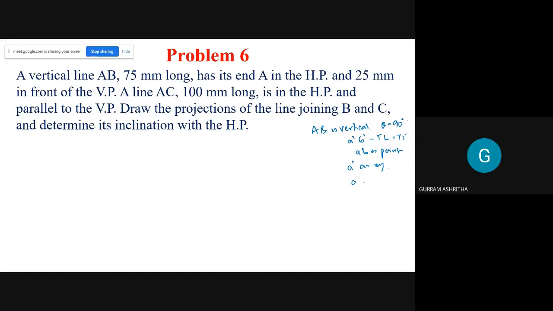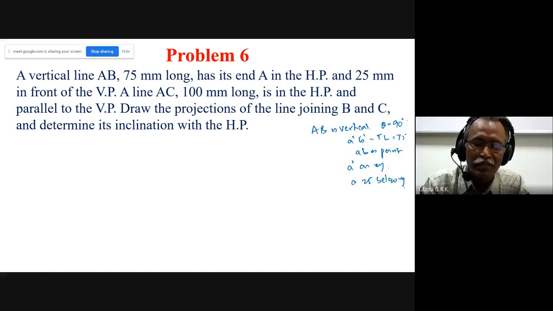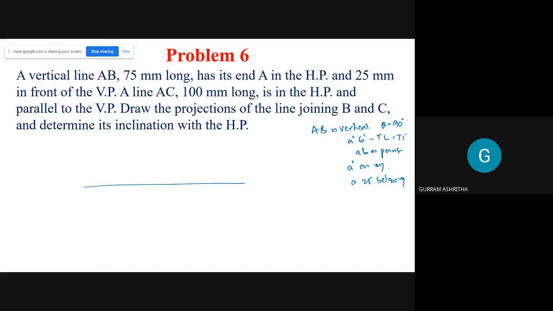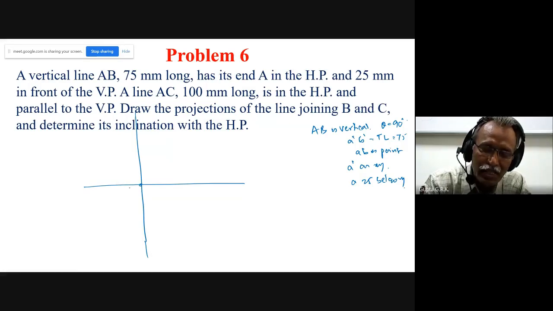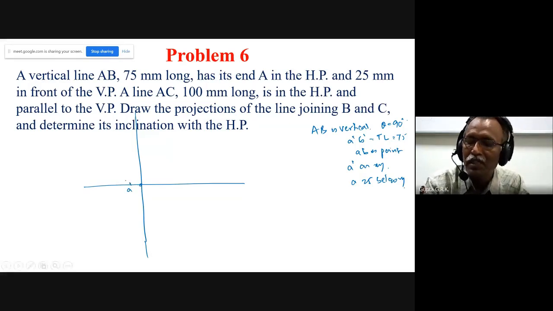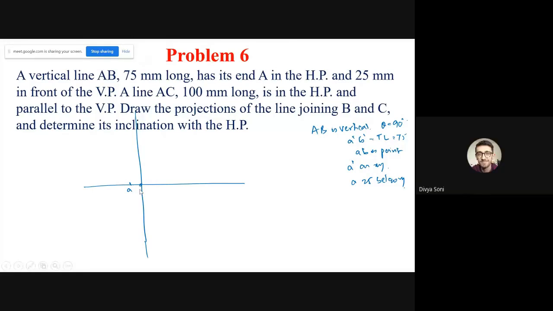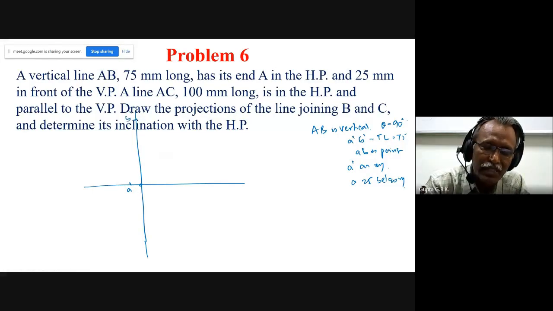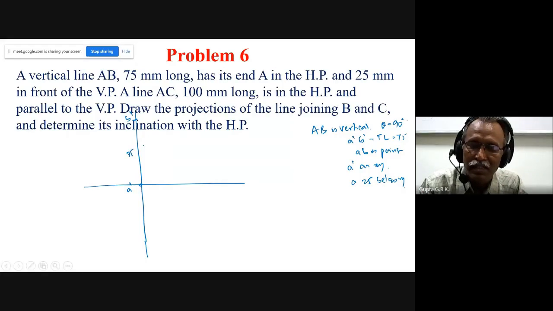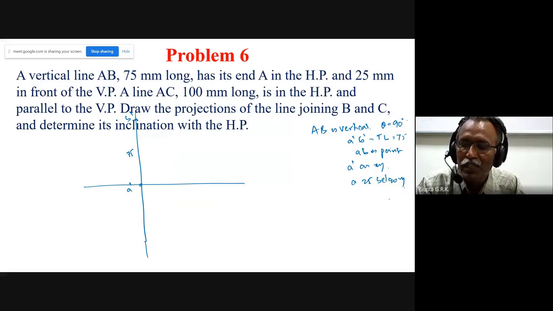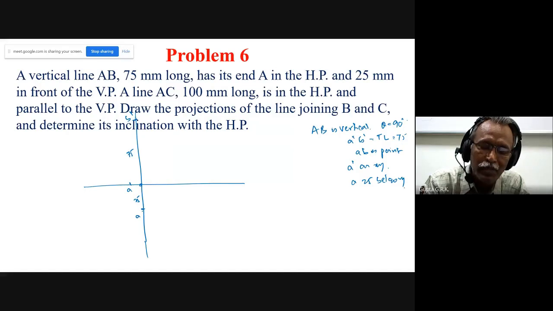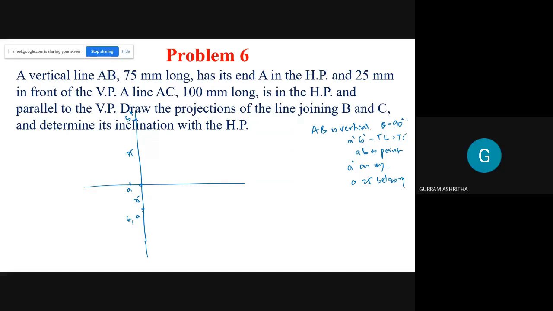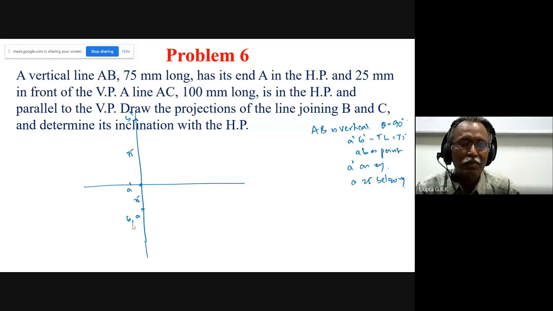So small a is 25 below XY. First we will draw the AB line. It will be like this, and A dash is on XY, so A dash is here, and B dash should be vertical, and it comes above only, right? So I take B dash here, 75 length, and so where will be A and B? A is 25 below XY, so B also will be here only. Is it okay? So this is the way AB can be drawn.